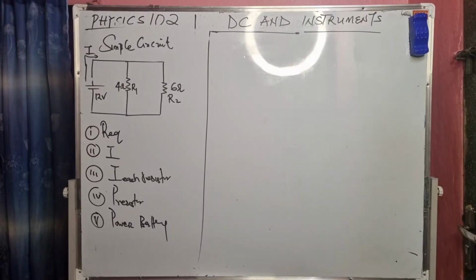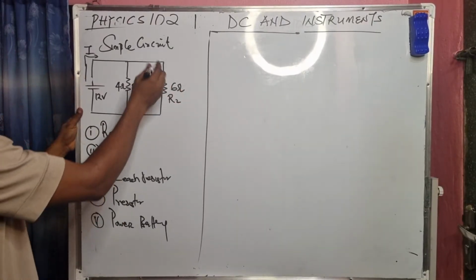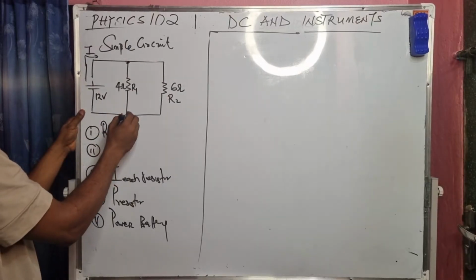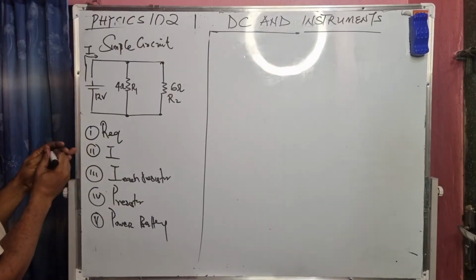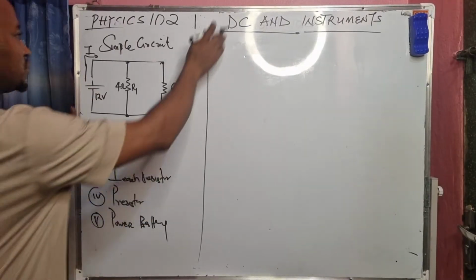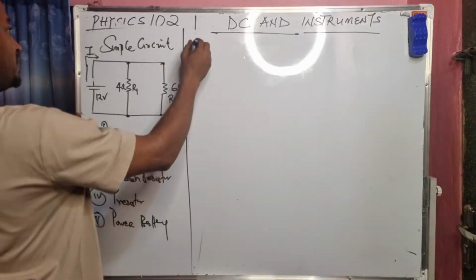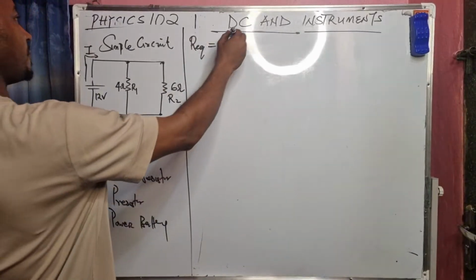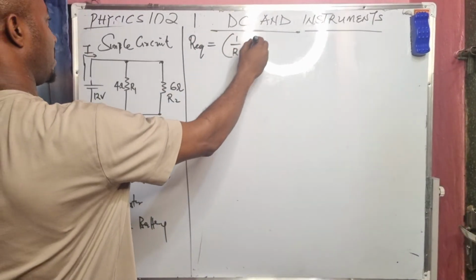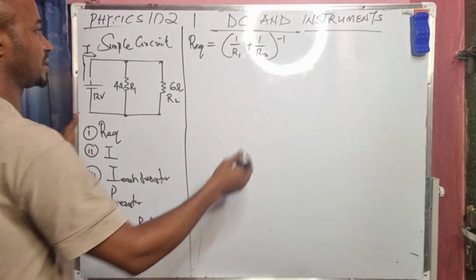Look at this. This is a very simple circuit. Here we are given two resistors connected in series because we have a junction, a node that separates the two resistors. So what we do here is to find our R equivalent, right? Our R equivalent is going to give us 1 over R1 plus 1 over R2, to the power of -1, right?